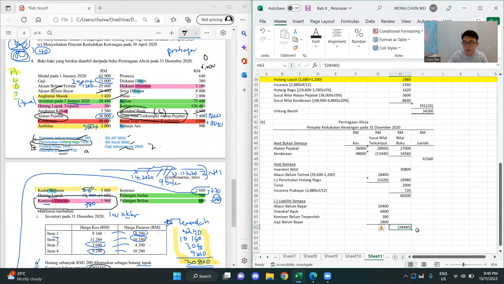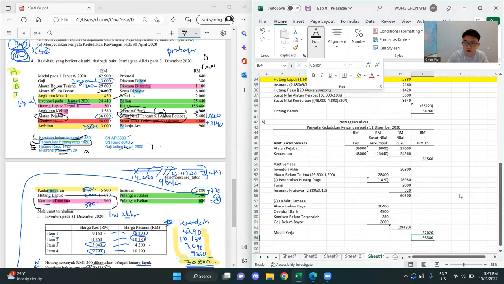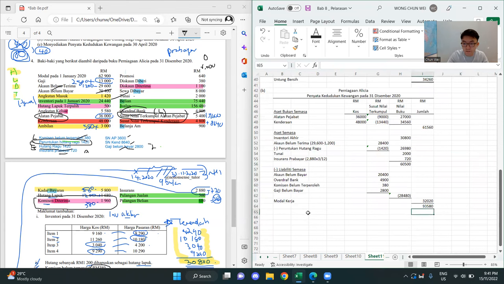So this one minus this one, you get this figure. 60,500, your asset semasa minus your liability semasa, you get 32,020. This is your working capital, we call it the modal kerja. So your modal kerja has to add to your asset bukan semasa, you get 93,580. This is your jumlah. Right, then after that, down here will be your equity pemilik.